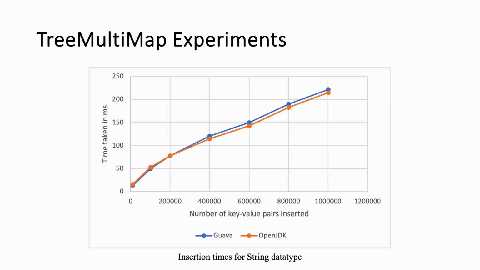The last graph represents the experiments done on tree multimap using string data type. From the graph, we can see that our implementation in OpenJDK performs slightly better when compared to the implementation done in Java. Both of the implementations even perform similarly at certain numbers of key value pairs inserted.